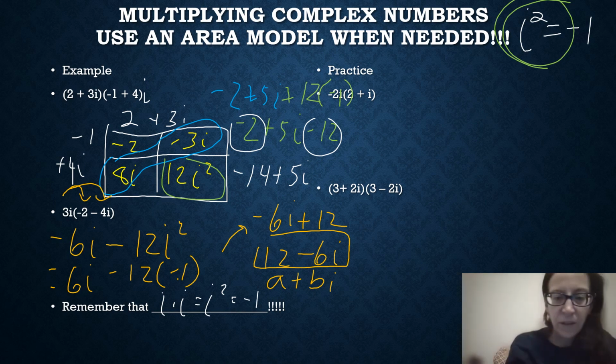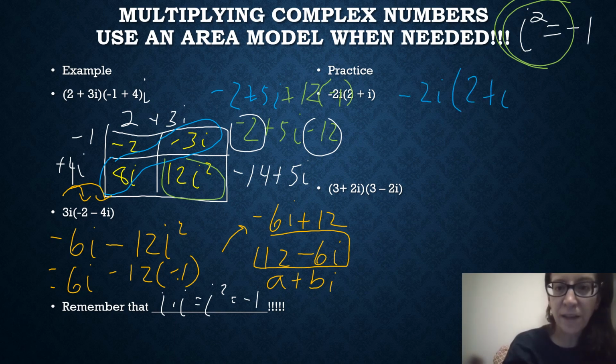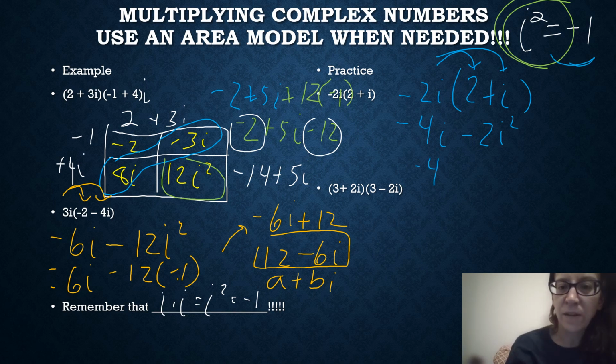Okay, so we have negative 2i times 2 plus i, and that one's just some distribution. So negative 2i times 2 is negative 4i, and negative 2i times i is negative 2i squared. But remember, i squared is equal to negative 1. So this is negative 2 times negative 1. A negative times a negative gives you a positive, and then usually we will change the order of that.